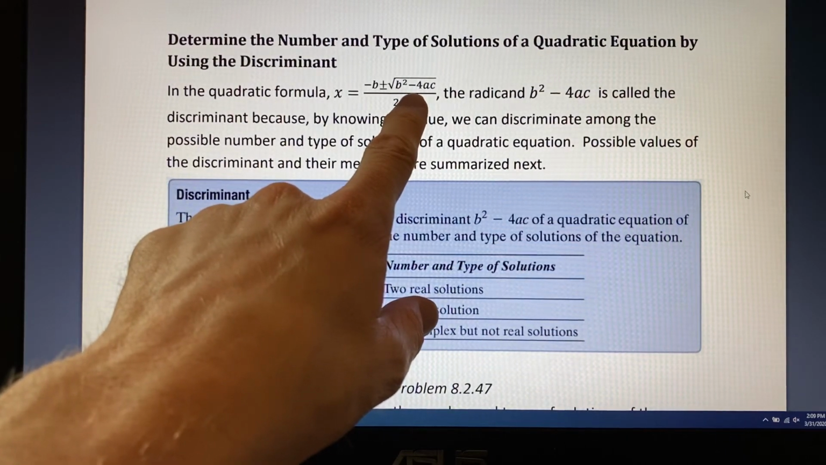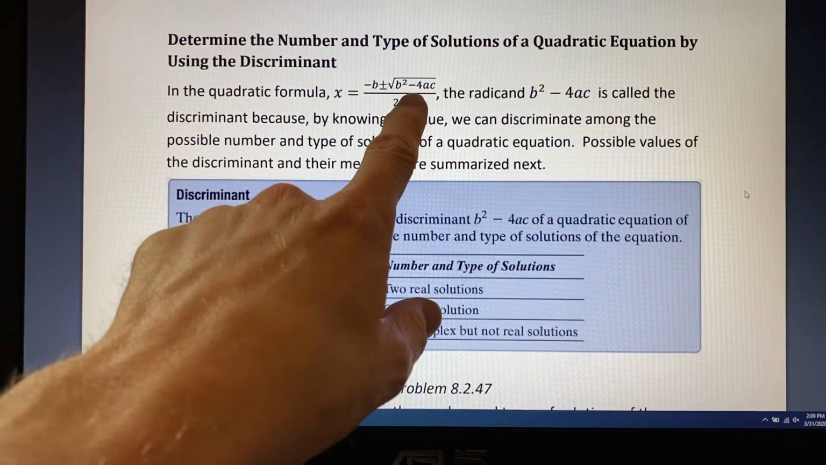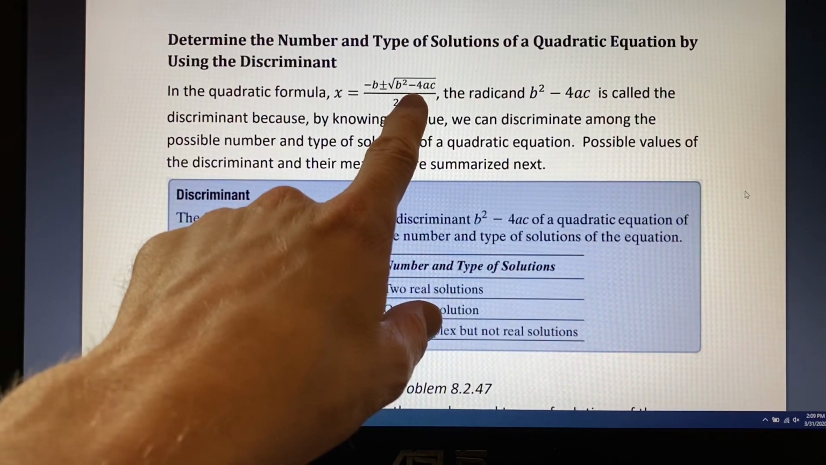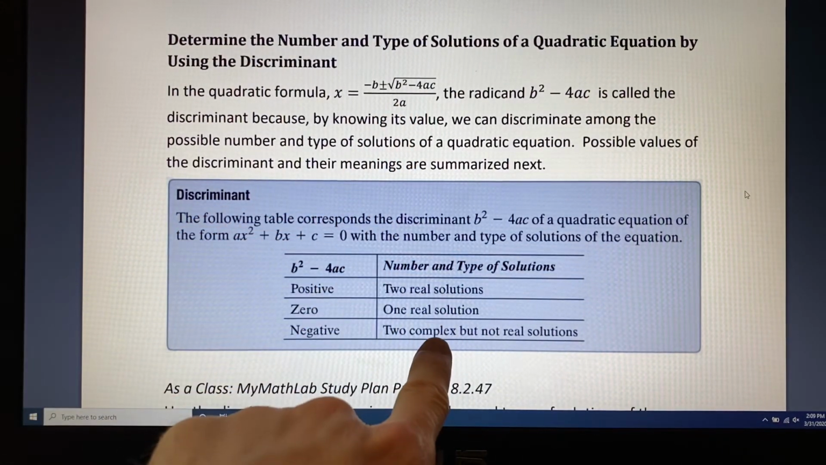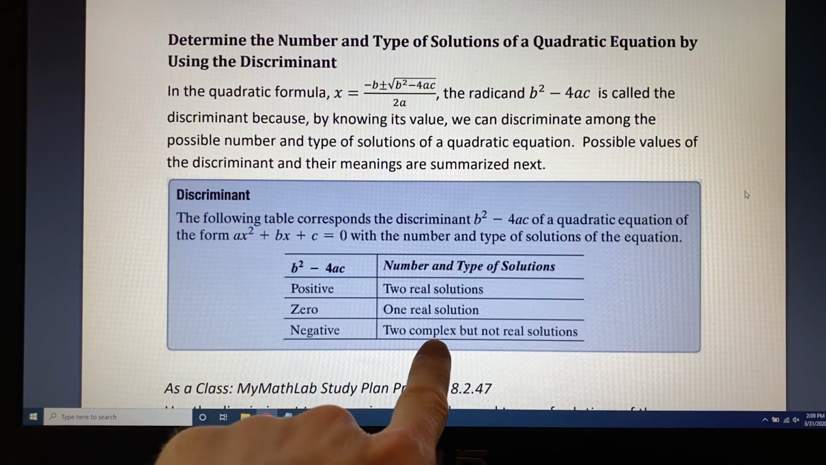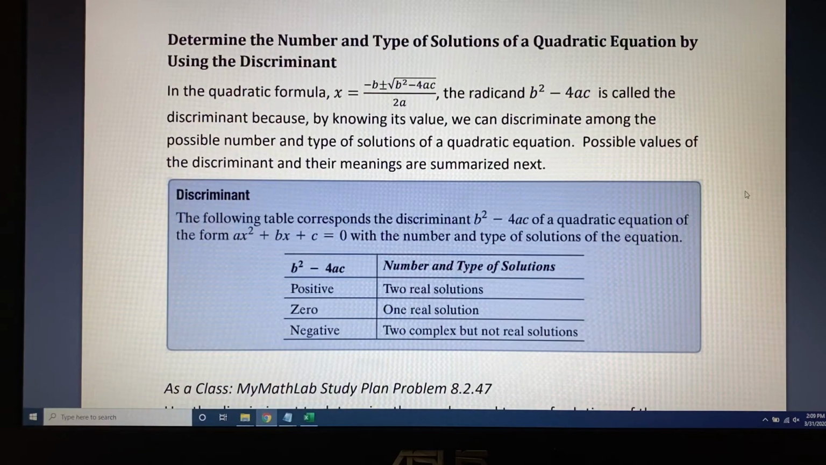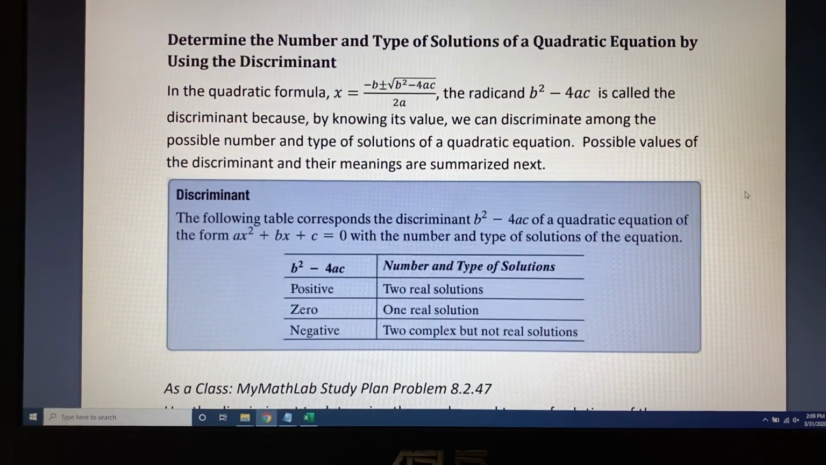And using our skills from chapter 7, we would bring out the negative and turn it into an i. The moment i shows up, we are no longer dealing with a real number, now we're dealing with a complex number. So we get 2 complex solutions that are specifically not real because they contain i.